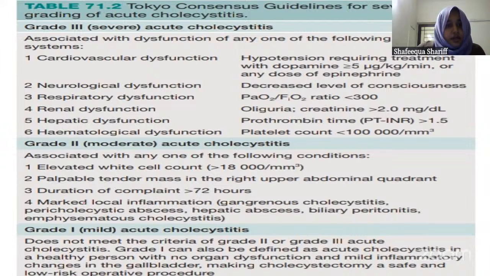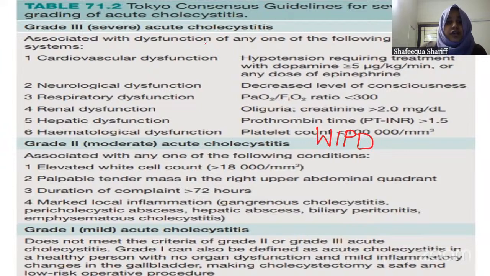But in grade 2, you have 4 components. You can remember the term W, I, T, and D. So W stands for elevated white cell count. I is marked local inflammation, as in if there's gangrenous cholecystitis, or there's an abscess, or there's peritonitis happening. T stands for a palpable tender mass if it's present, and D is if the duration is greater than 72 hours. WITD can be used as a mnemonic for grade 2 acute cholecystitis.